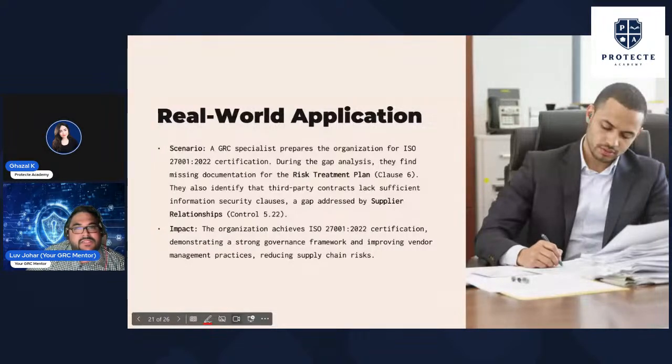Real world application for a GRC specialist, I think we've already seen so far. A GRC specialist would know how to put in a risk treatment plan, how to put a supplier relationship in place. Whenever the organization is preparing any documentation, the GRC person would definitely have a better understanding, because he already understands the ISO 27001 standard.